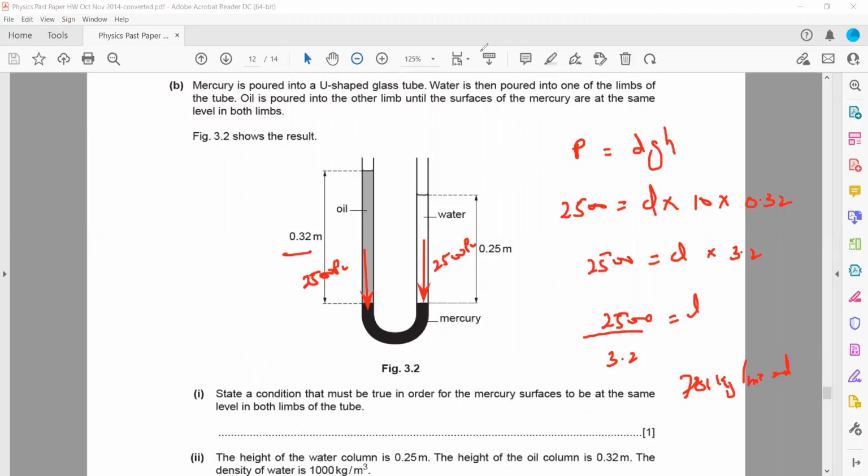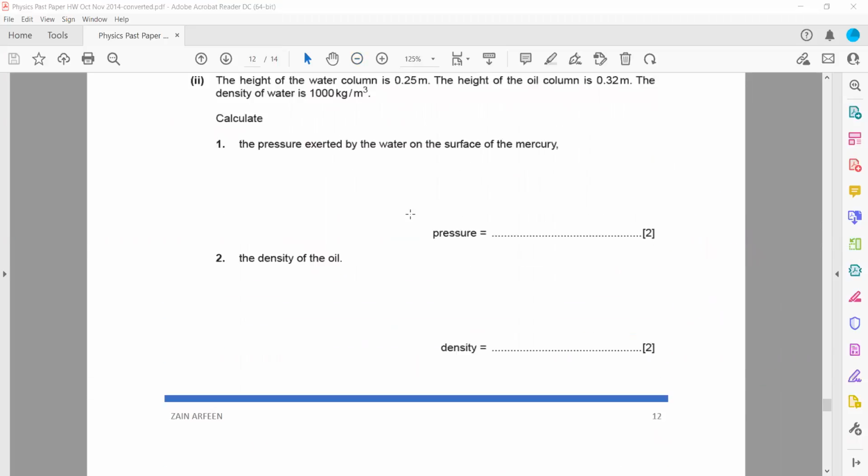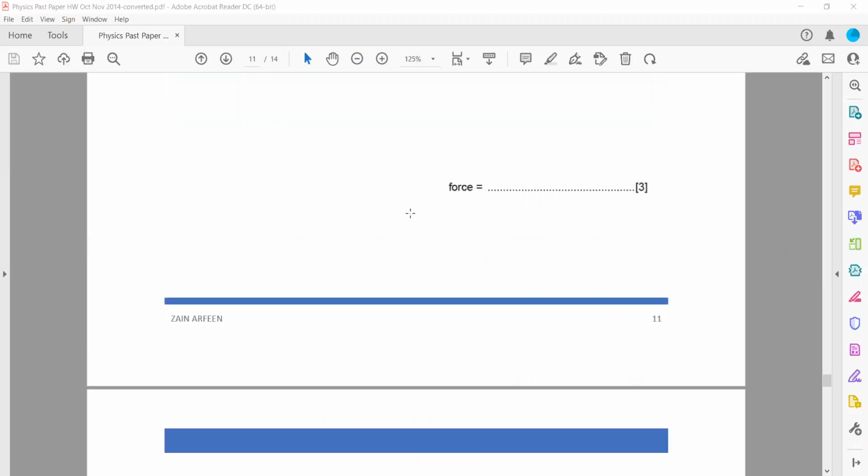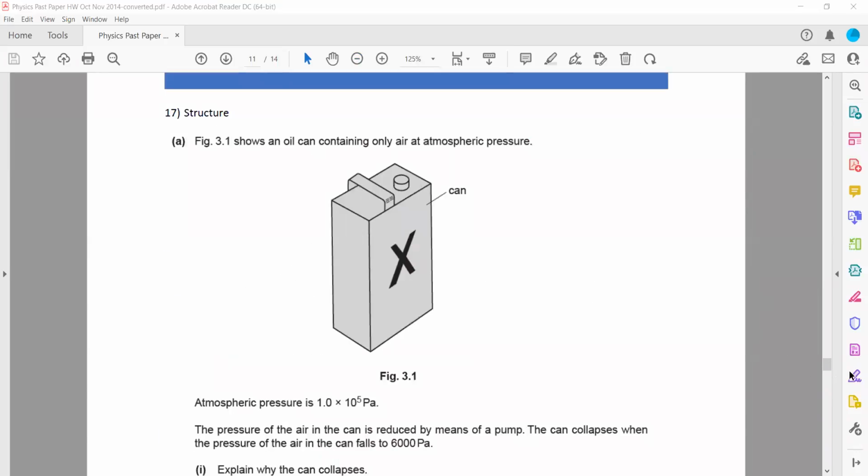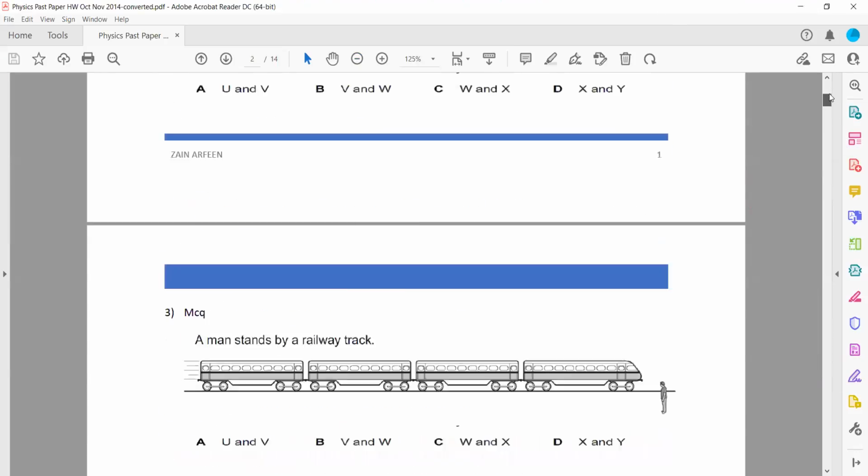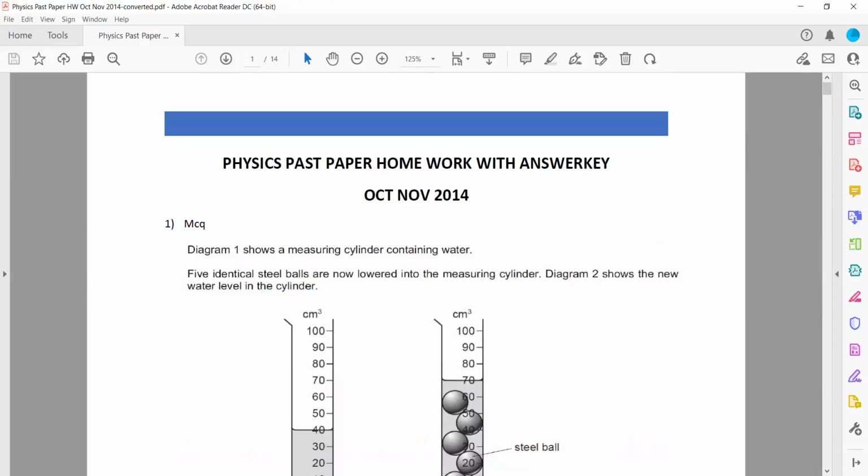Is it clear, the last part, how we work out the density of the oil? Yes, it's clear. Anyone else having a question or a doubt related to this weekly homework? So this was October, November 2014.